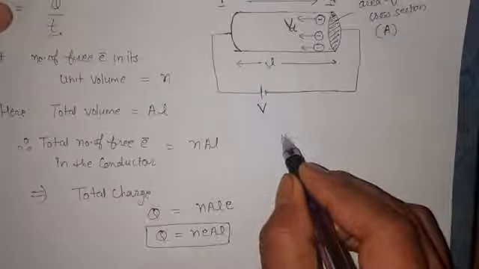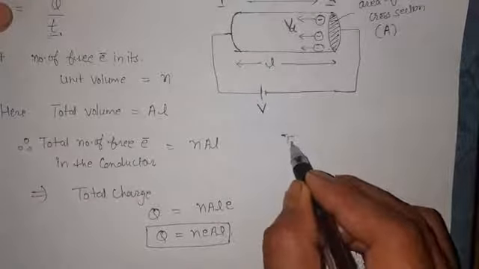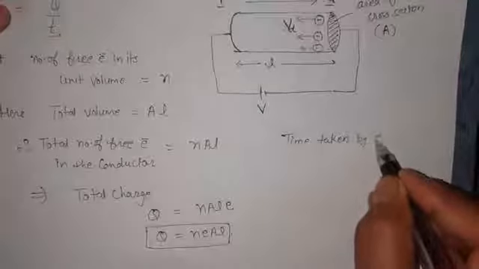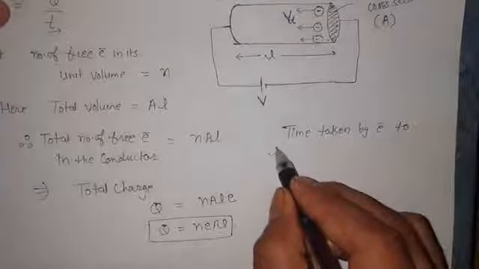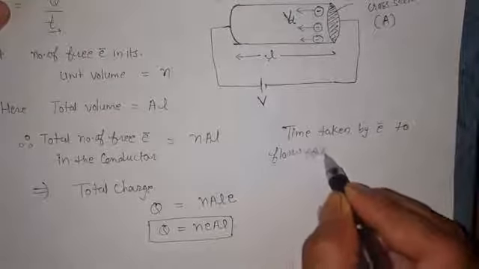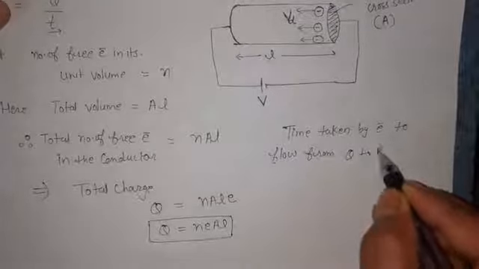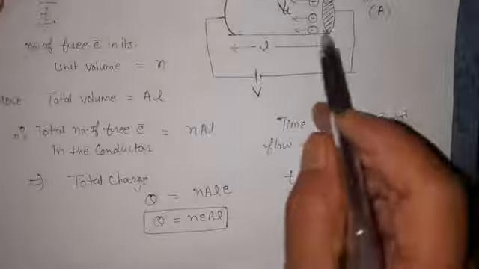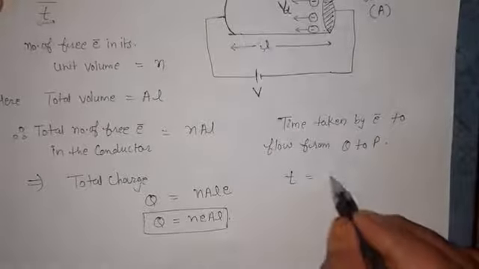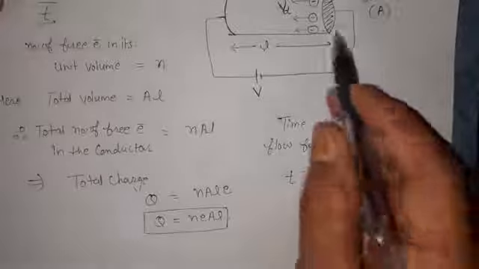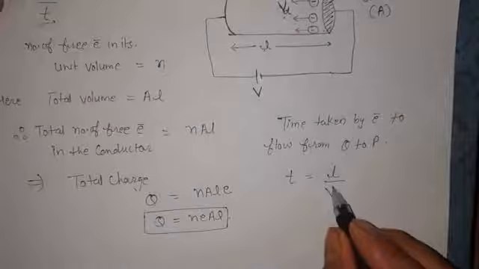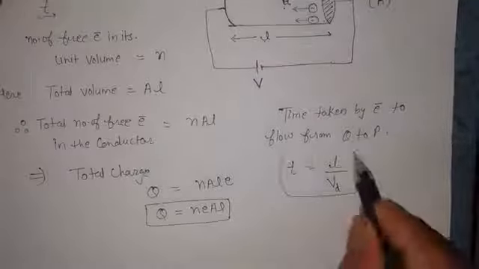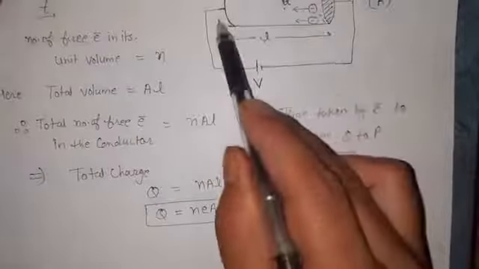So there I'm going to write time taken by electron to flow from Q to P. Okay, so how much is this one? So this is equal to how much is the distance they have to cover? They have to cover L distance, and with what speed they are covering it? They are covering it with this drift speed, drift velocity. Thus this is that time taken by them to reach from Q to P.